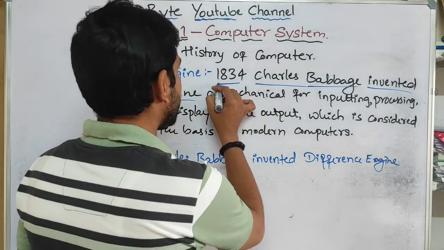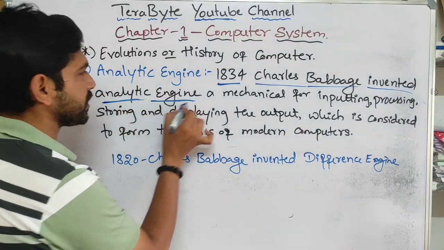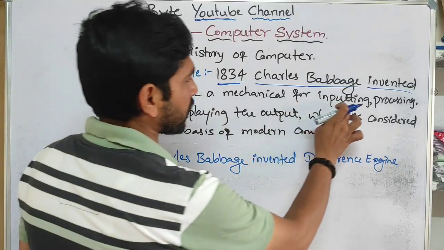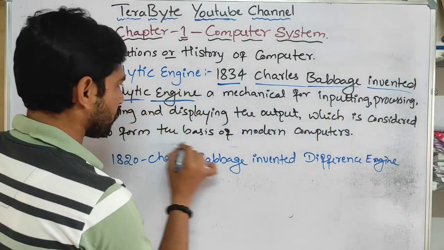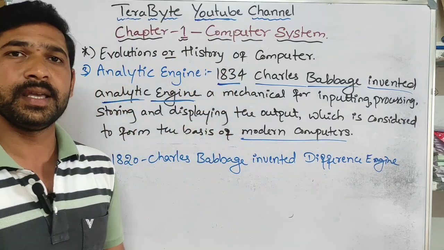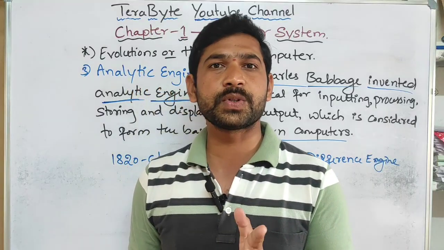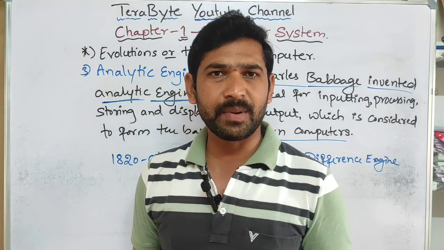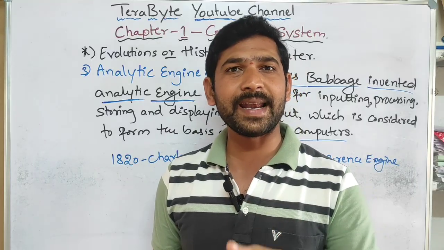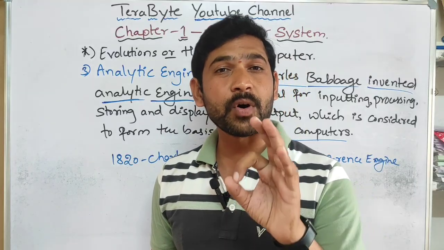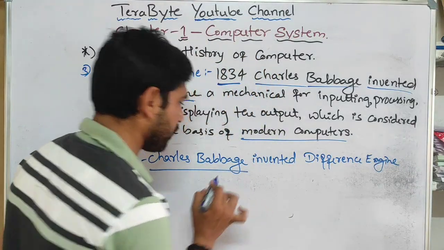Later, in the year 1834, he invented one more machine called the analytical engine. This machine was used for inputting, processing, storing and displaying the output, which is considered to form the modern computer. That's why Charles Babbage is known as the father of computer.